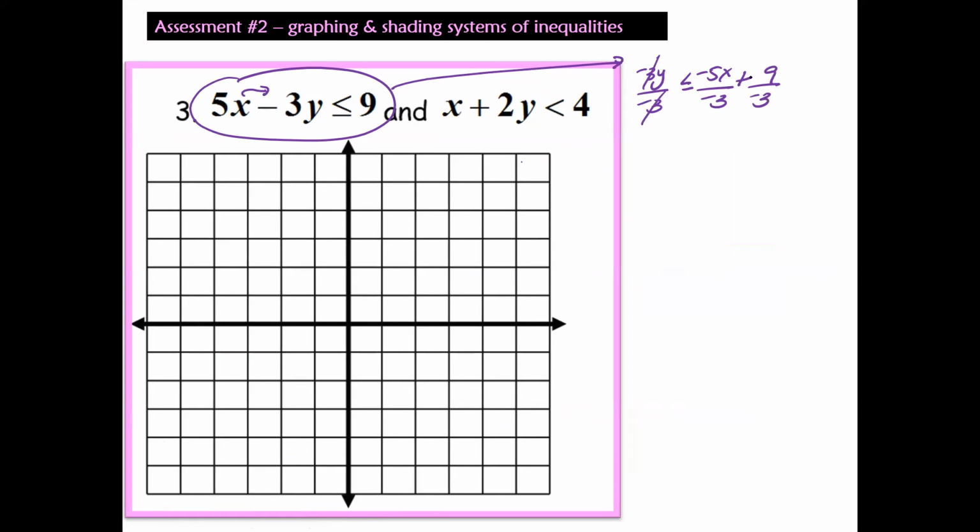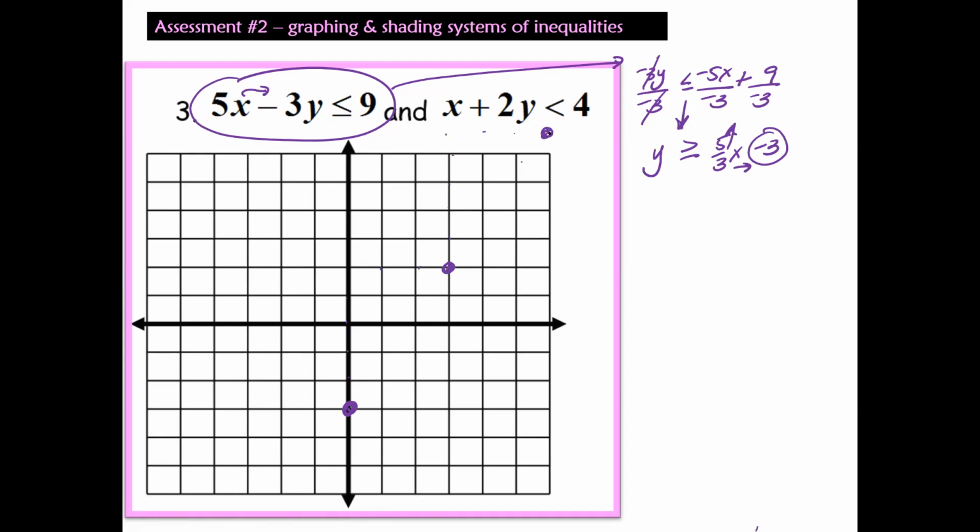There we go. If I divide it by a negative 3, what ends up happening is your inequality sign switches. Y is greater than or equal to positive, because a double negative makes it a positive, 5 over 3x minus 3. So in order for me to graph this, I'm going to start off at negative 3, 1, 2, 3. And then to go up 5 over to the right 3, 1, 2, 3, 4, 5 over 1, 2, 3.